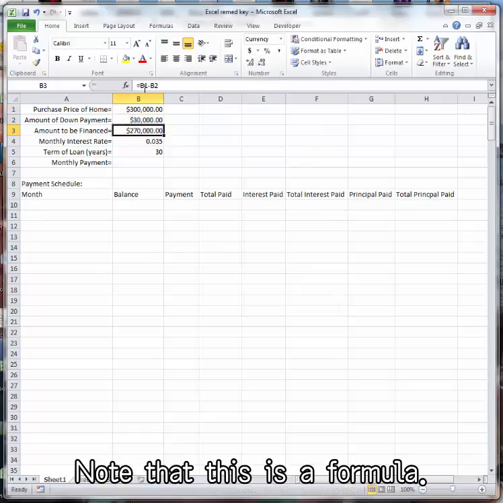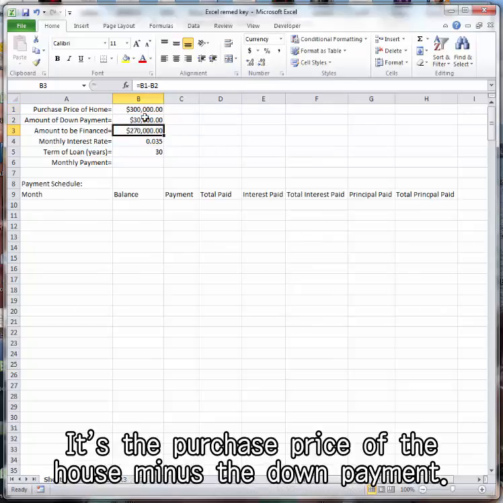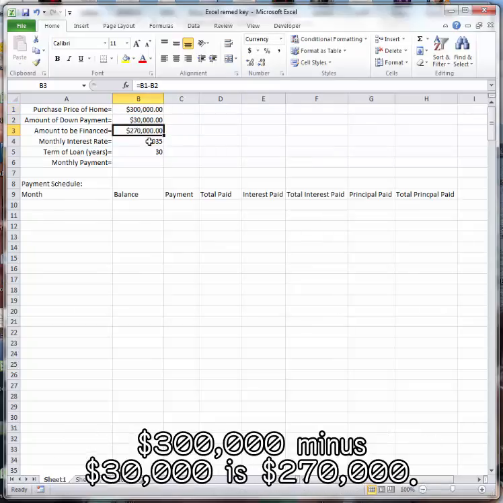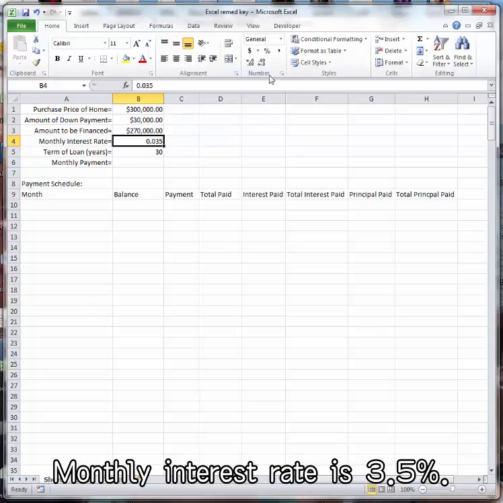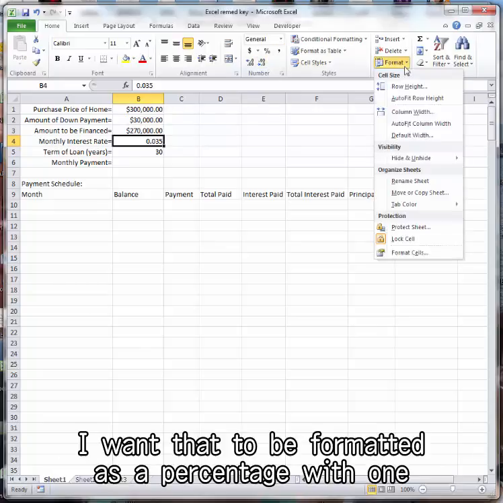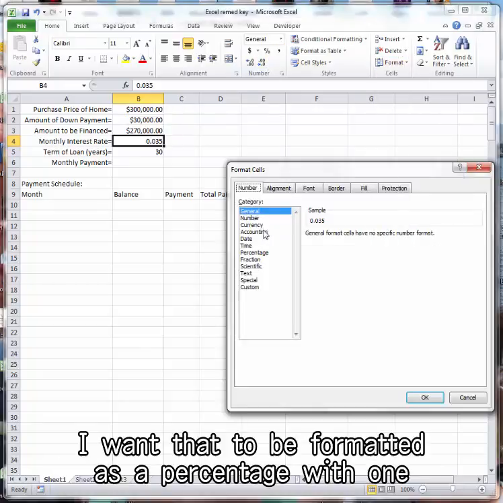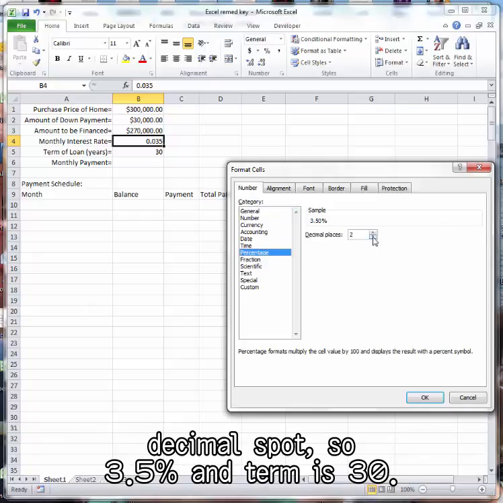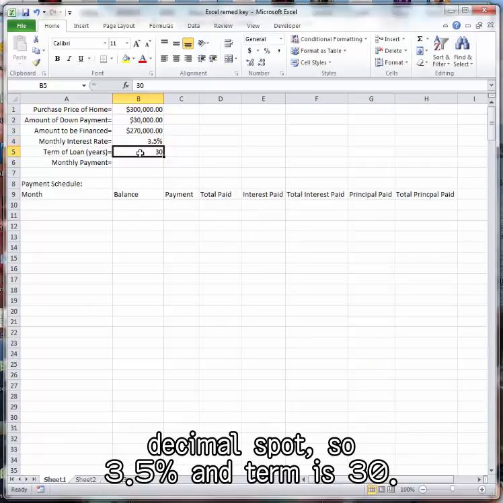Note that this is a formula. It's the purchase price of the house minus the down payment. 300 minus 30 is 270. Monthly interest rate is 3.5. I want that to be formatted as a percentage with 1 decimal spot. So 3.5, and term is 30.